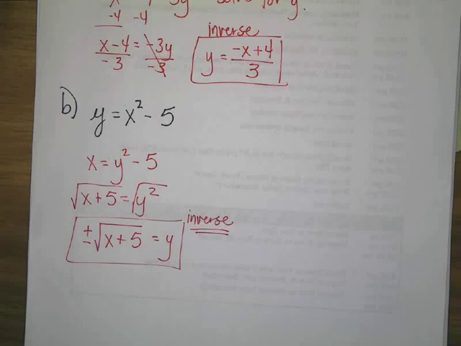Why does it matter when you move the 5 over? Does it have to be x plus 5 or could it be 5 plus x? You can write 5 plus x. Generally speaking, we write it x plus 5. Both work. Is that okay?